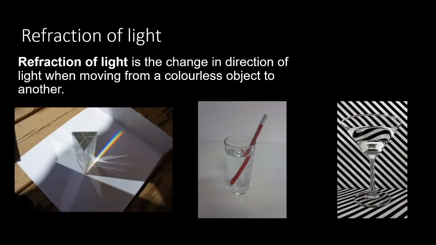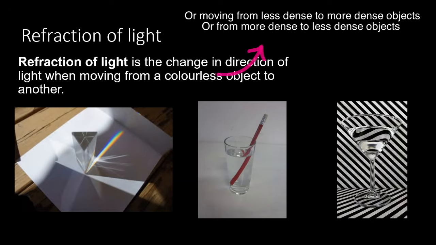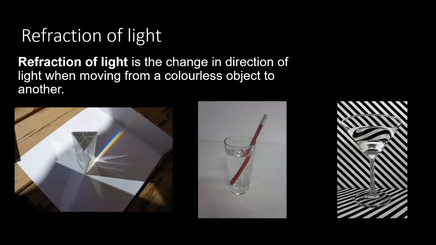Now we look at the refraction of light. So how can we explain the refraction of light? It is the change in direction of light when moving from one colorless medium to another. An example that we can see here is placing a pencil in a glass of water in our middle cup. Same concept as if you were to place a straw in a cold drink.